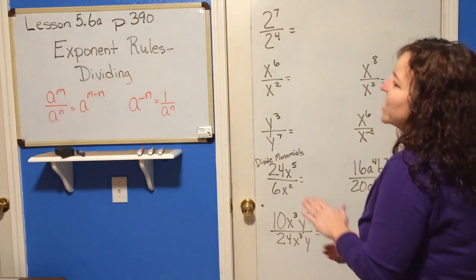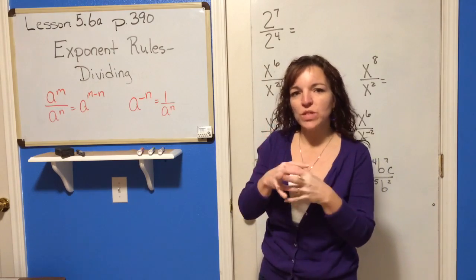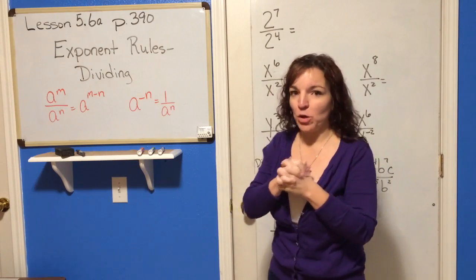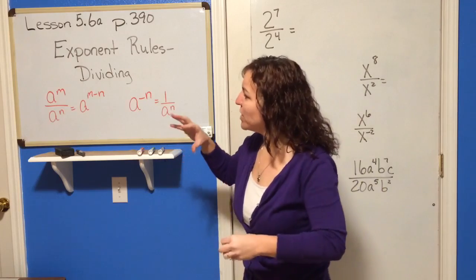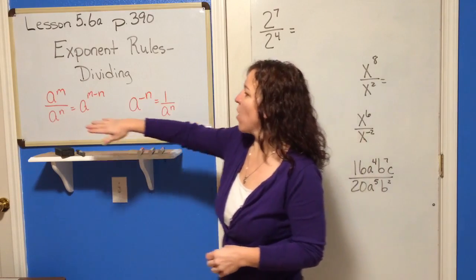In section 6 of chapter 5, we're going to start on some exponent rules and dividing by monomials. So what you need to know is this. Let's just look at the formulas and then we'll look at parts and pieces and how it works.